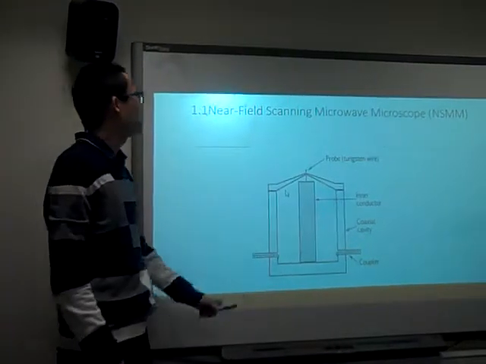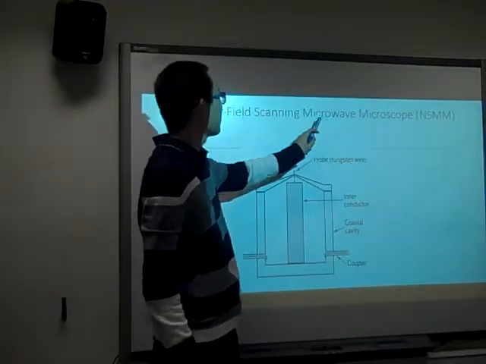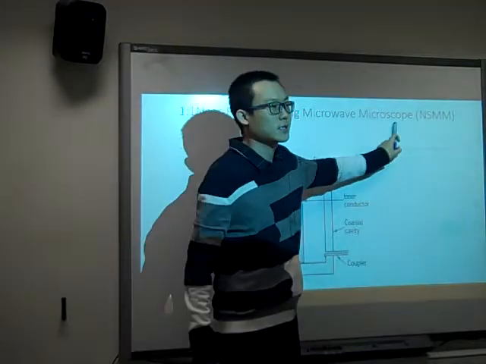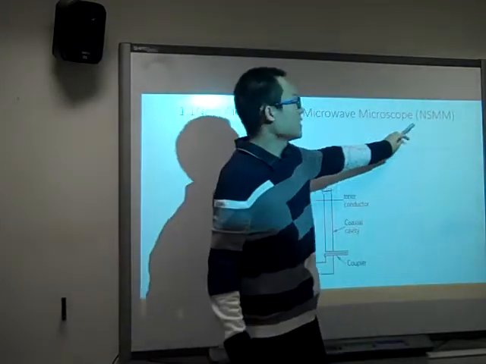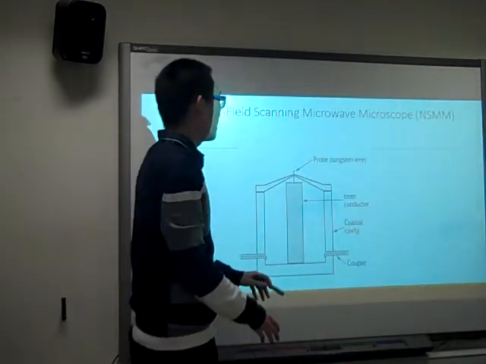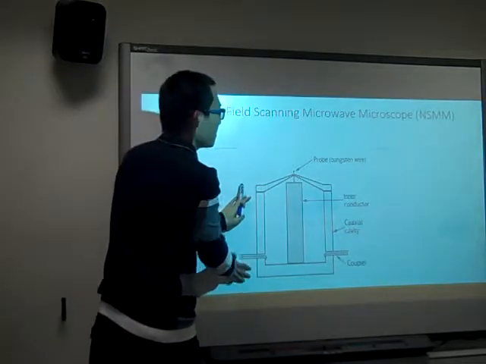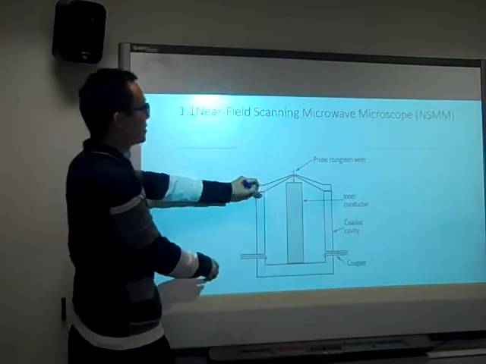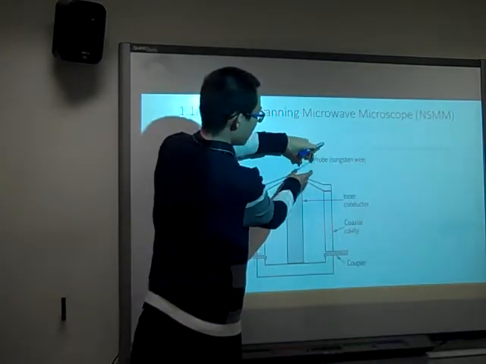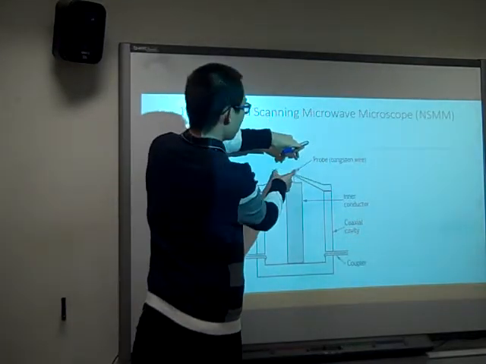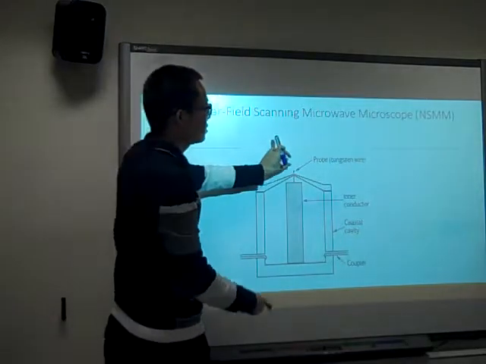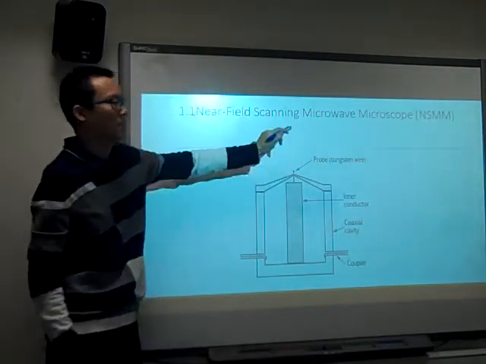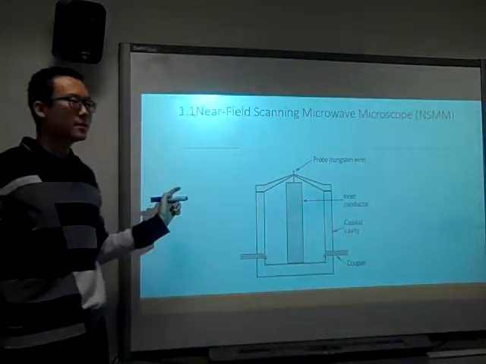So let's make a conclusion. What is a near field scanning microwave microscope? Later I will call it NSMM. It's a kind of microscope, but it uses microwave to take the place of light, and it scans the samples point by point at a very close distance. This is what an NSMM is. Does that make sense? Okay.